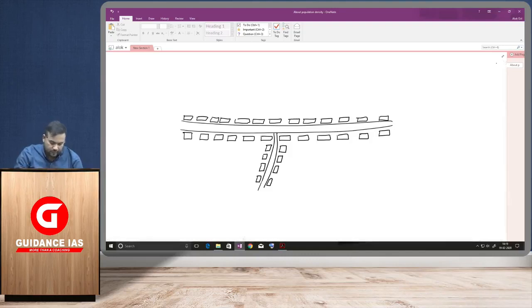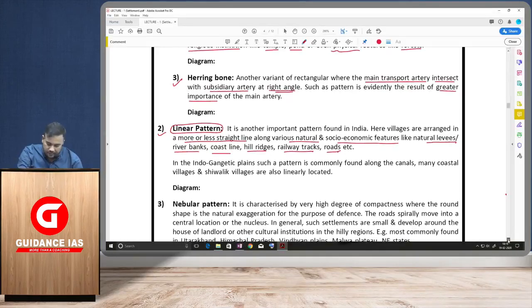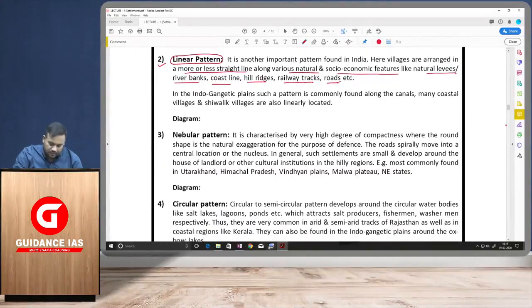Okay? Then there is another pattern which is referred to as nebular pattern. So nebular pattern is characterized by high degree of compactness where round shape is natural exaggeration for the purpose of defense. The roads spirally move into the central location of the nucleus. In general, such settlements are small and develop around house of landlord or other cultural institution in hilly regions. Very commonly found in Uttarakhand, Himachal Pradesh, Vindhyan Plains, Malwa Plateau, northeastern states like this.